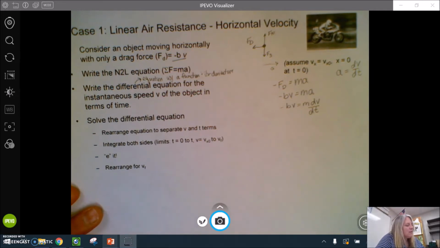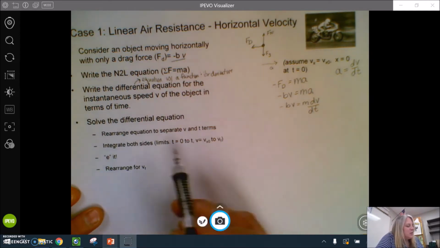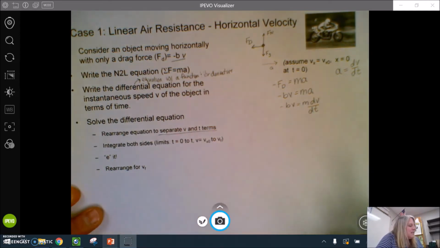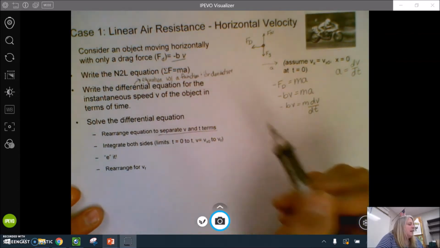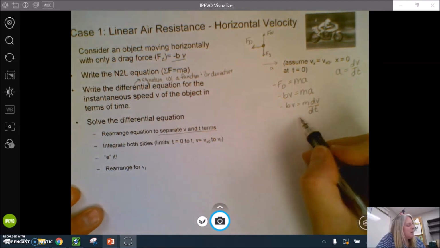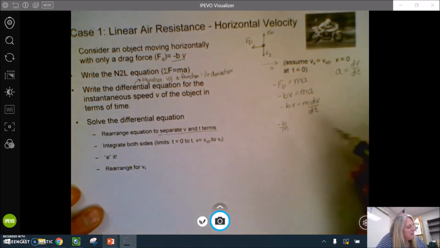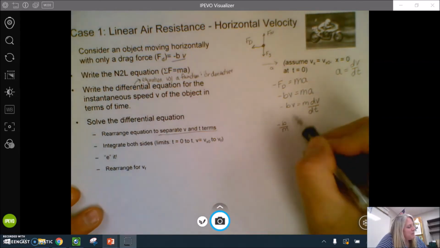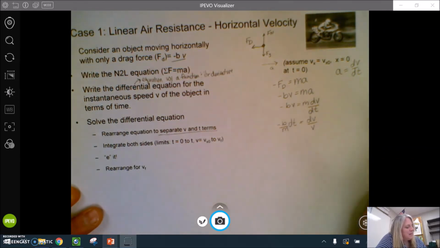So to solve our differential equation, what I like to call separate, integrate, integrate. So we're going to first separate our v and t terms. That means I'm going to put v on this side and all the other terms on the t side. So I'm going to move dt over here and v down there, and I'm going to move m over. So when I do that, I get negative b over m. So I have all my constants on this side with my dt. And on this side, I have dv over v.